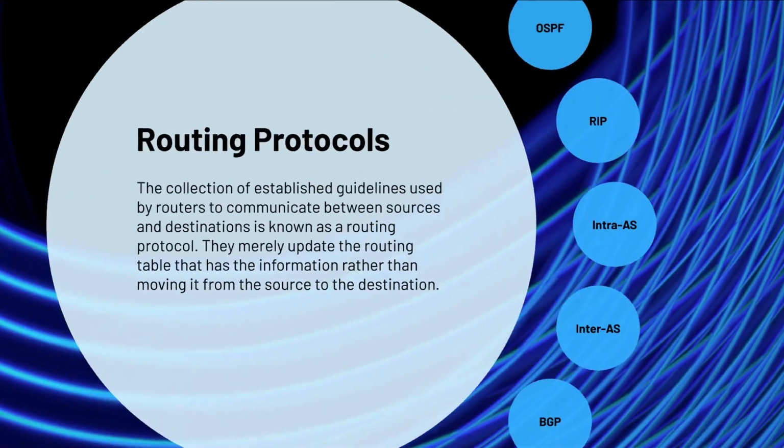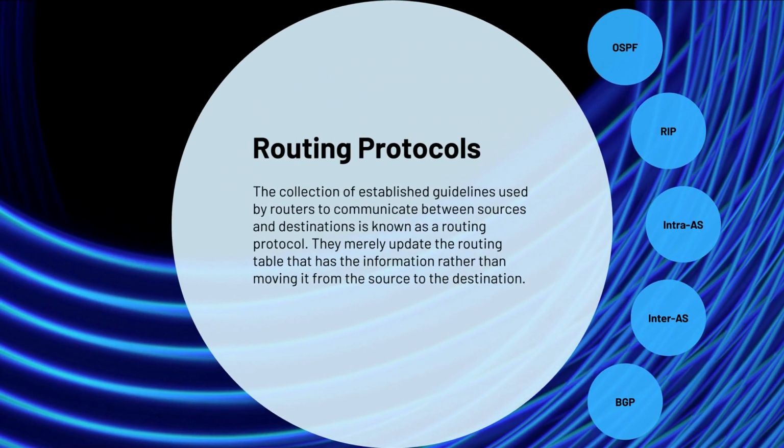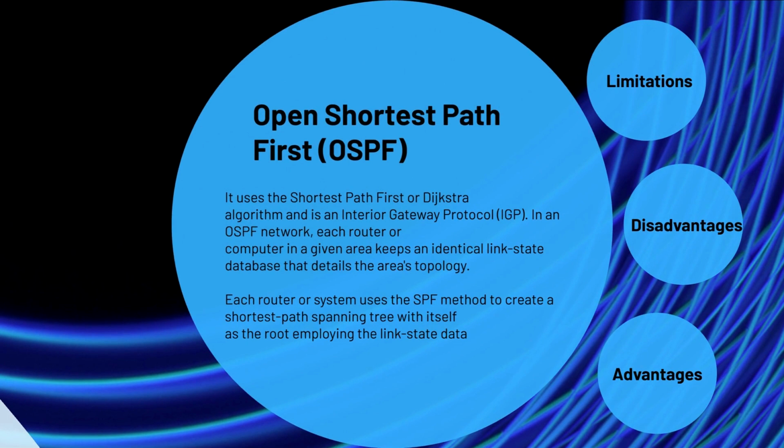Now let's look at some of the routing protocols one by one. Open Shortest Path First, or OSPF. It uses the shortest path first algorithm or Dijkstra's algorithm and is an interior gateway protocol. In an OSPF network, each router or computer in a given area keeps an identical link state database that details the area's topology. Each router or system uses the SPF method to create a shortest path spanning tree with itself as the root employing the link state data.